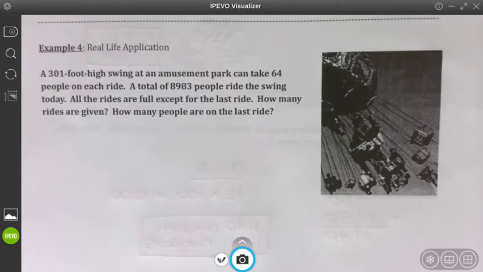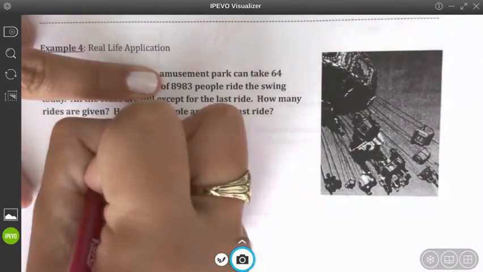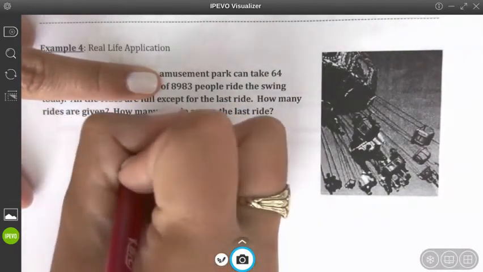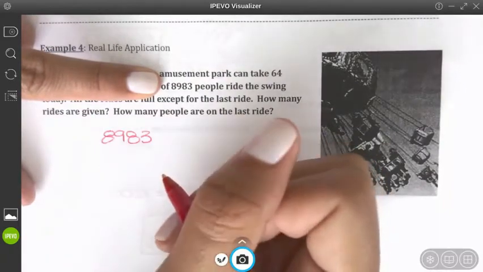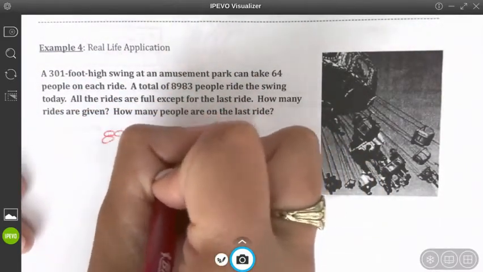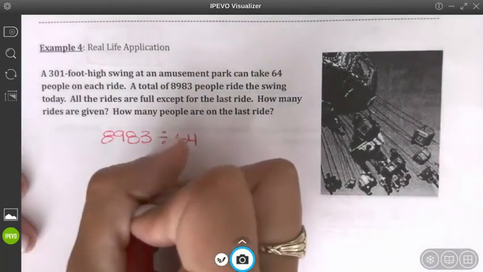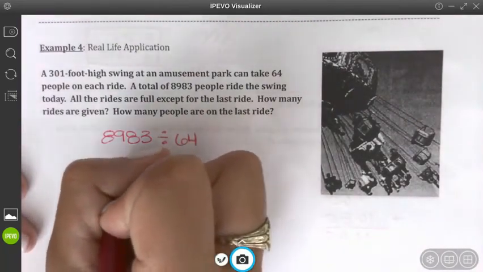So let's focus on that first question. How many rides are given? Well, we have a total of 8,983. And we know that each ride can take 64 people. So we're going to split this into 64 pieces. We're going to see how many times 64 people can ride this. So we're going to set up our long division here.